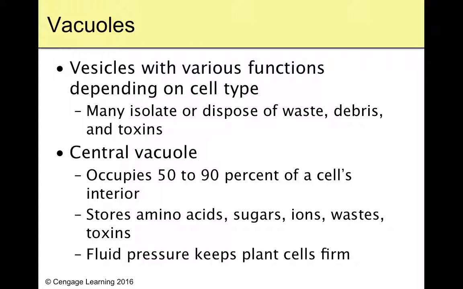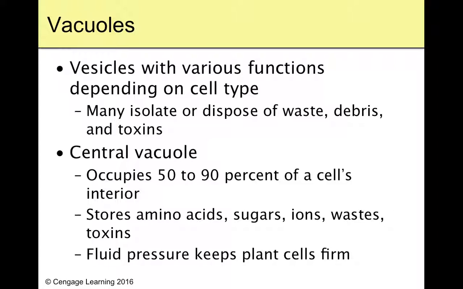So our vesicles, they have a few different functions. Some of them will just dispose of waste, debris, or toxins. And some of them are larger vacuoles like we see in plants. Here in a plant, you could have a vacuole that's anywhere from 50 to 90% of the interior of the cell. So pretty large. And they store amino acids and sugars and ions and wastes and toxins. They're just this huge water bag in the middle of the cell, and they can dump or store whatever they want in there for a plant cell.